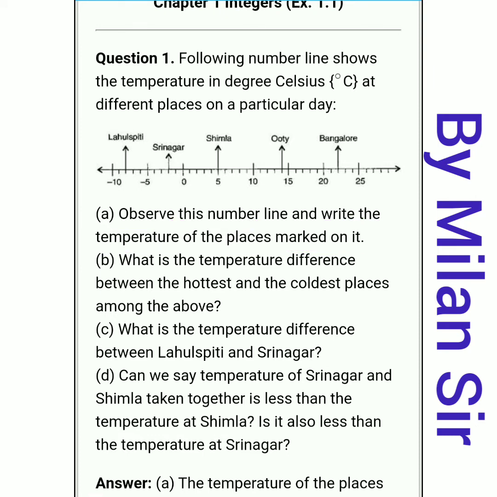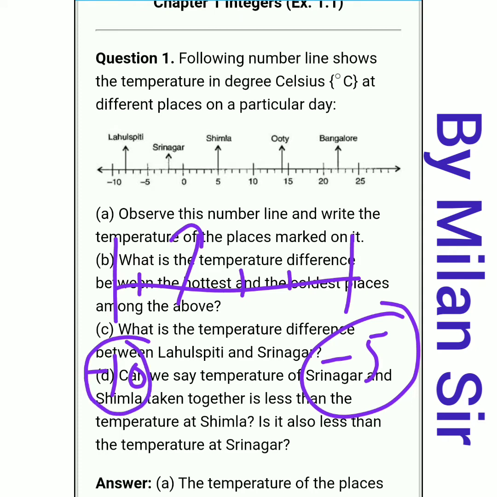First of all, we have Lahul Spiti. Now we need to write the temperature here. Here we have minus 10, and here we have minus 5. There is one line, then Lahul Spiti, then two more lines. Each line, each point, shows one integer. So after minus 5 we have minus 6, minus 7, minus 8, minus 9 and minus 10. So at the point of Lahul Spiti we have temperature minus 8.